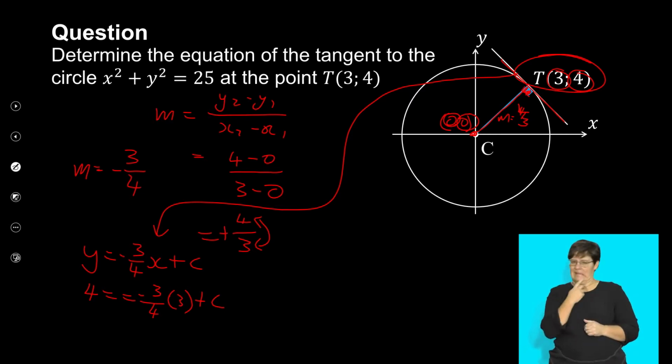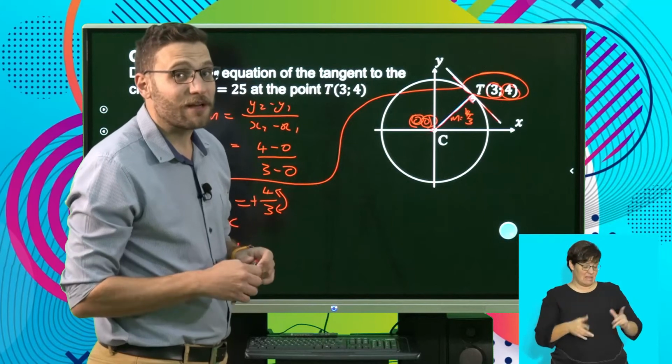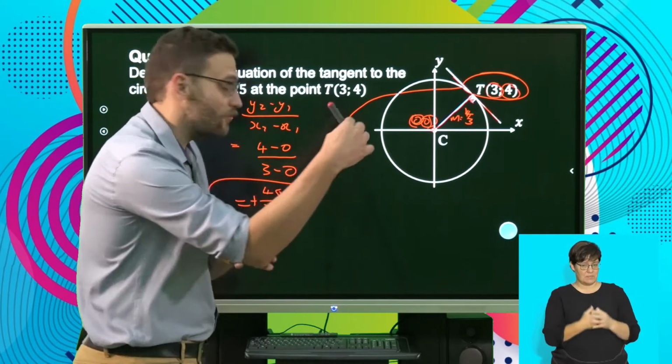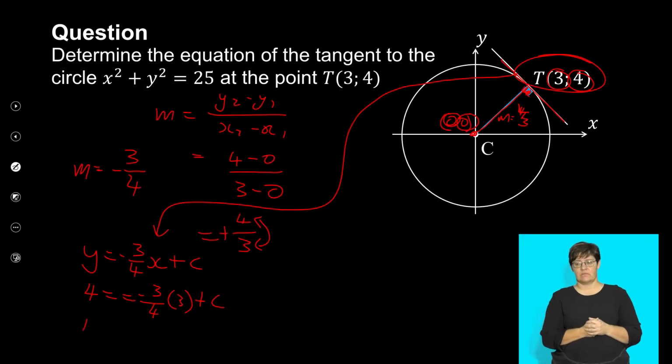This equation isn't nice, so I'm going to take out my calculator to make sure that I get this right. I'm going to go minus 3 over 4 times 3 on my calculator, and I'm going to get minus 9 over 4.